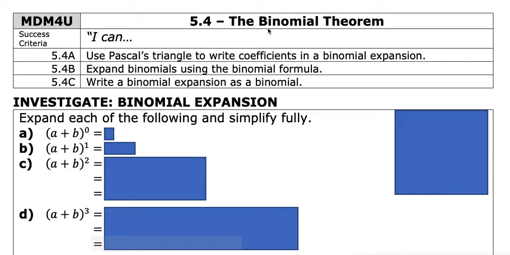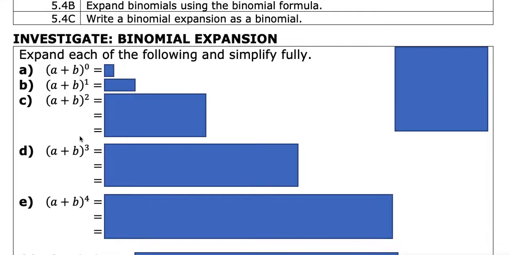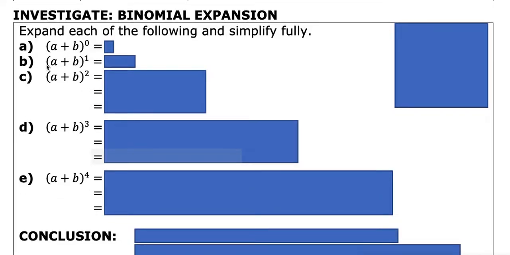MDM4U 5.4, the binomial theorem. What we're going to be learning is a theorem that can help us expand binomials. So, a binomial is a polynomial expression with two terms.